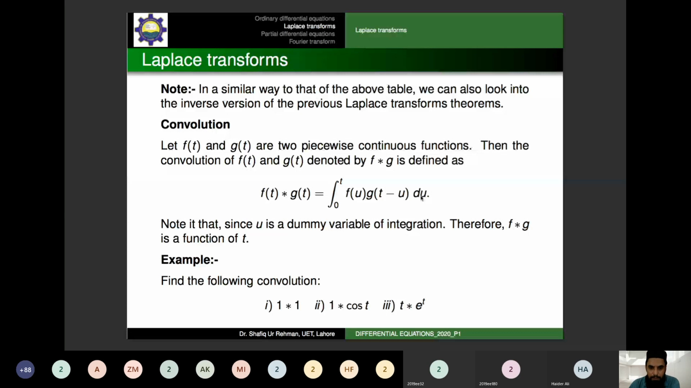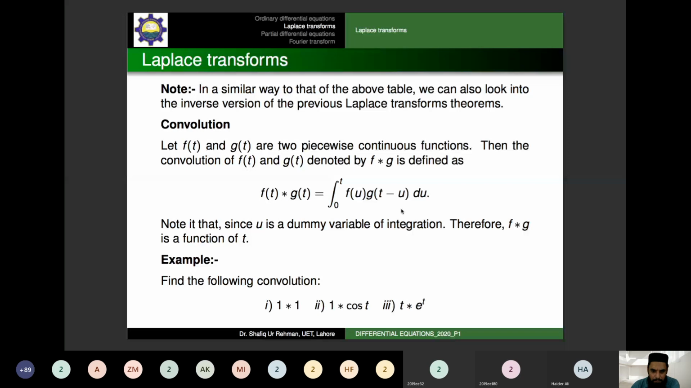The t for f is replaced by u, whereas the t for g is replaced by t minus u. Eventually we have to integrate that. Since u is a dummy variable on the right hand side, you can observe that the right hand side will turn out to be a function of t.